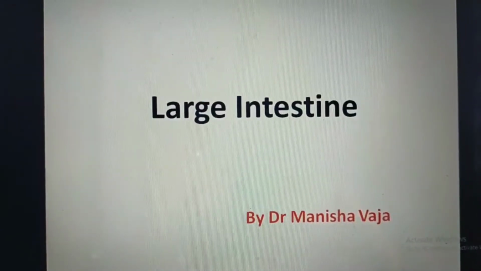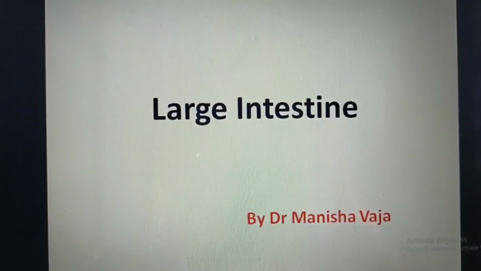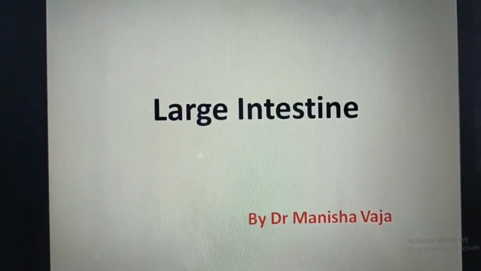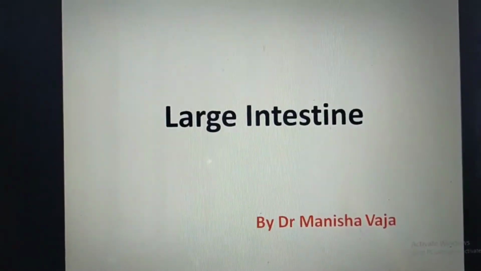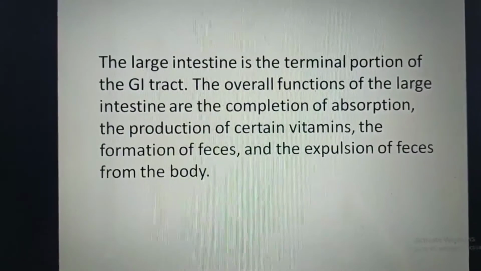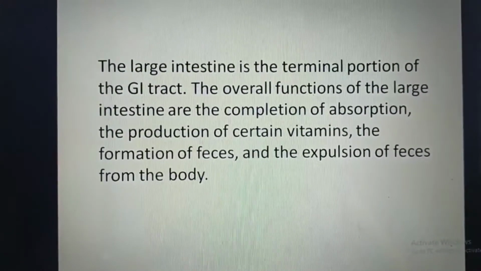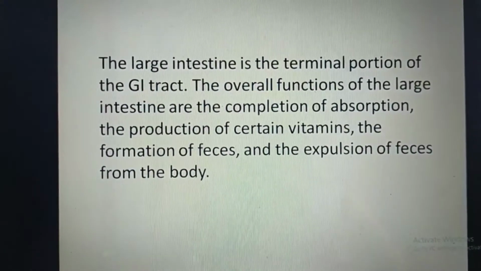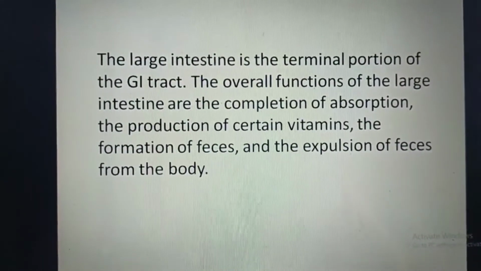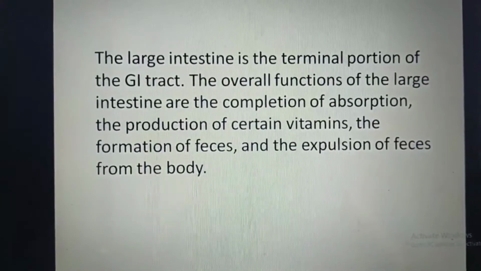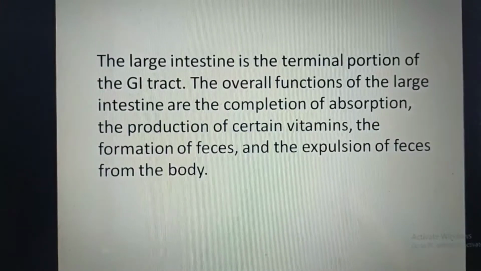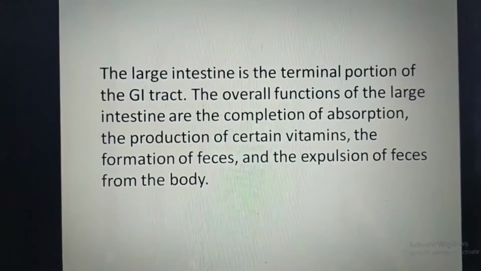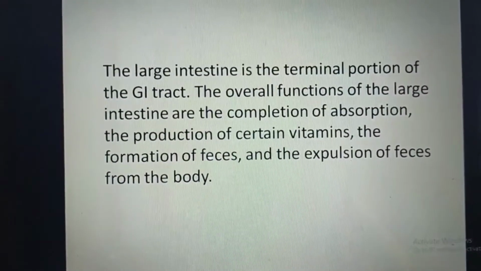Hi everyone. Today we are going to talk about our next topic of digestive system, which is large intestine. The large intestine is the terminal portion of the GI tract. The overall functions of the large intestine are the completion of absorption and production of certain vitamins, the formation of feces, and the expulsion of feces from the body. Feces means stool.